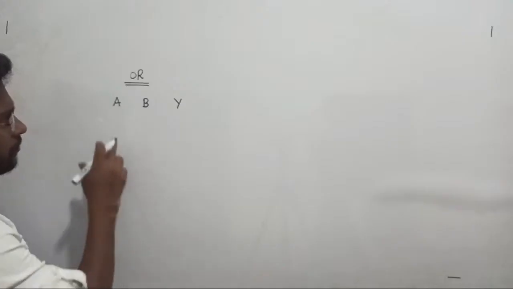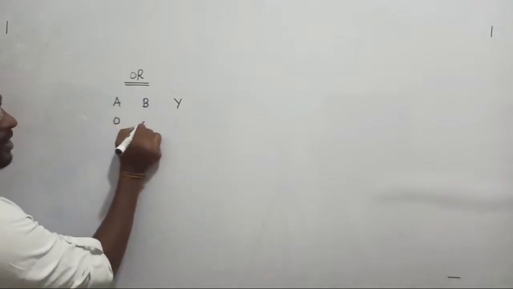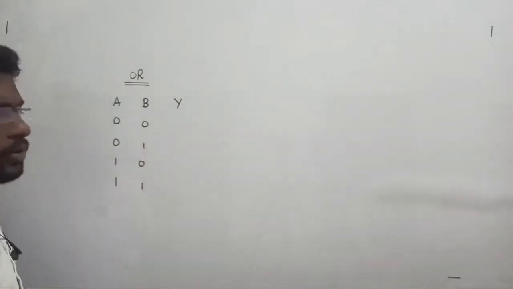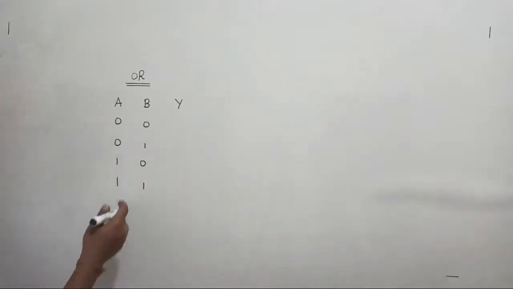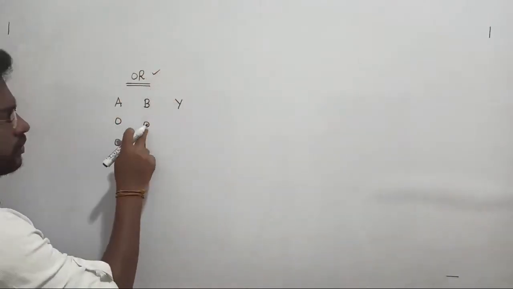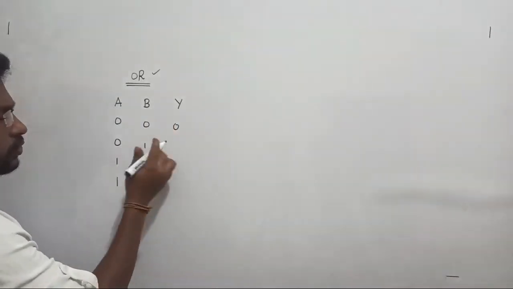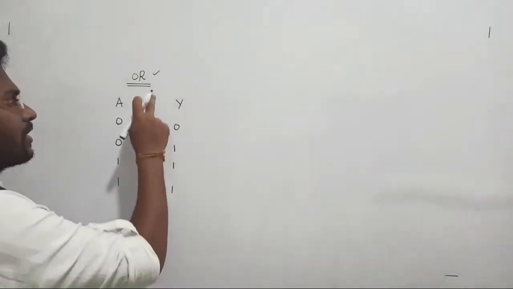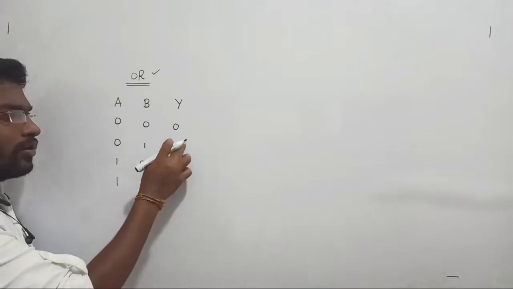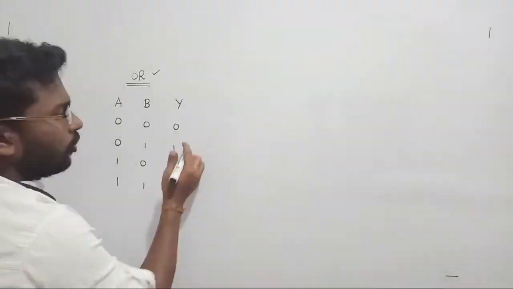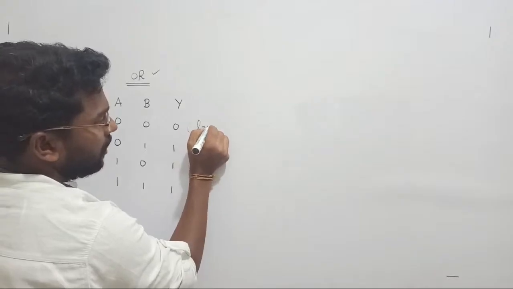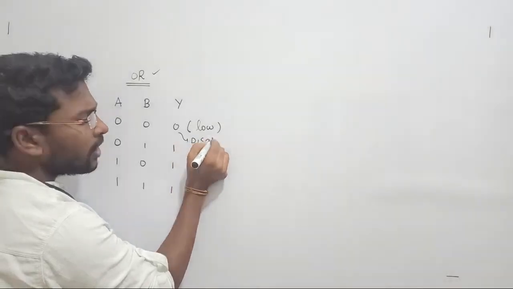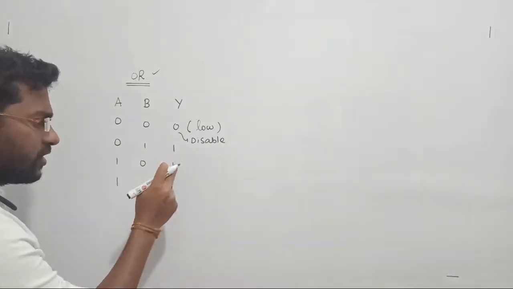In case of OR operation, the combination of A and B might be 0,0, or 0,1, or 1,0, or 1,1, such that the corresponding output is: 0 plus 0 will give you 0, 0 plus 1 will give you 1, 1 plus 0 will give you 1, and 1 plus 1 also will give you 1. In case of OR operation, there are two things we consider on the output side. One is called low pin, the other is called high pin, or we can call it 0. It is also called disable pin. The rest is going to be enable pin.